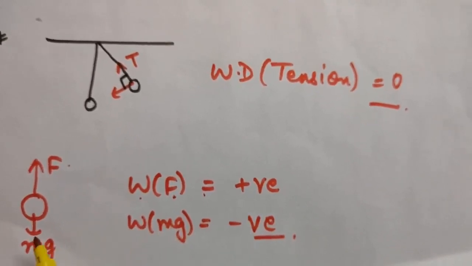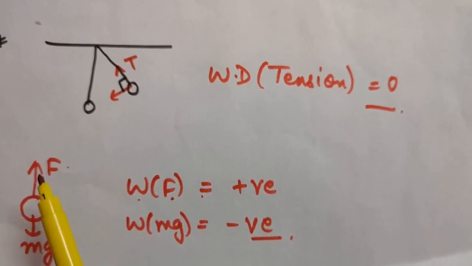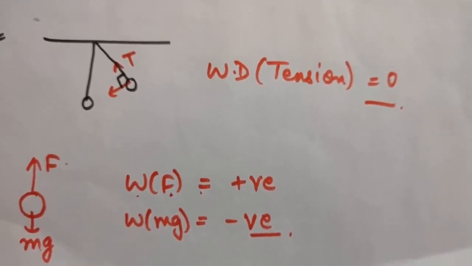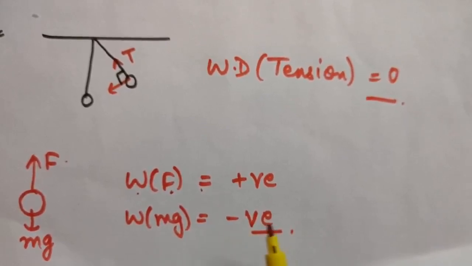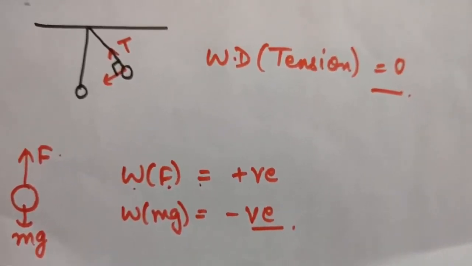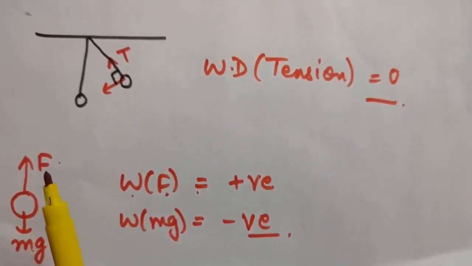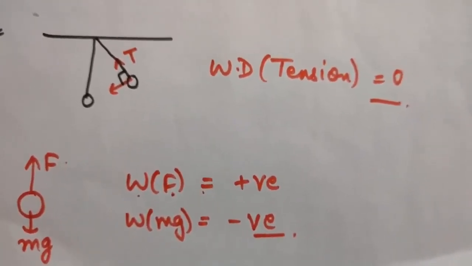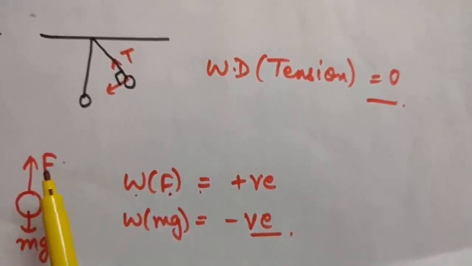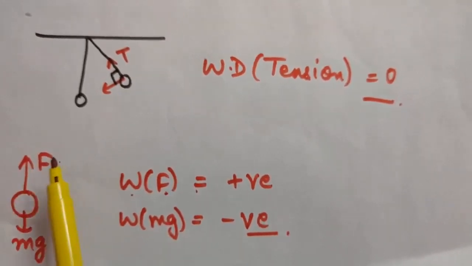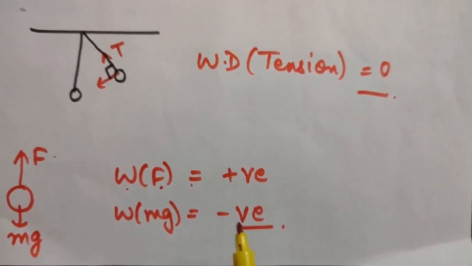But if you are talking about mg, it is acting downward but displacement is upward. That means angle is 180 degree, which is greater than 90. So work done by mg will be negative. So it depends on the angle. Okay, as you can see, in a single case, work done can be either positive or negative because it is a relative term. It depends with respect to which force you are talking. So if we are talking about this force, work done will come to be positive. If we are talking about this force, it will come to be negative.